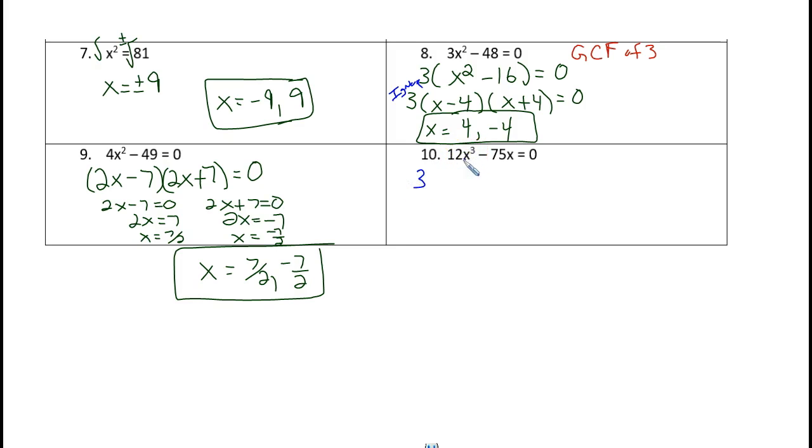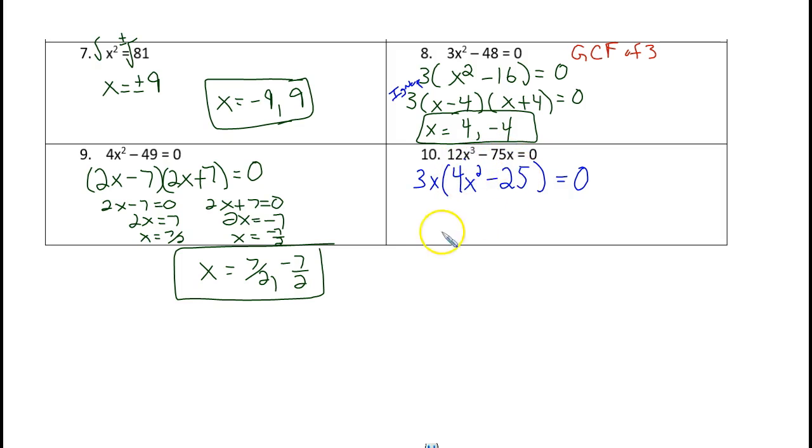And I want you to also notice that there is an x in both parts. X to the third and x. And remember, the greatest common factor when you have a variable is just the smaller of the two. So between x to the third and x, x is smaller, so we're going to factor out the x. This means we divide by 3 and by x. So 12 divided by 3 is 4. X to the third divided by x is x squared. Negative 75 divided by 3 is negative 25. X divided by x cancels out. And now, ladies and gentlemen, we have 4x squared minus 25.